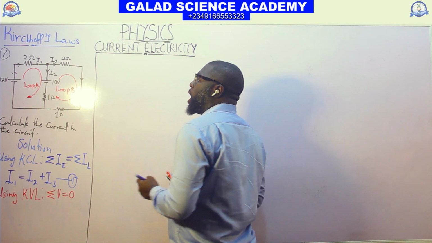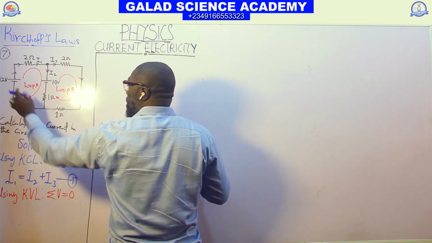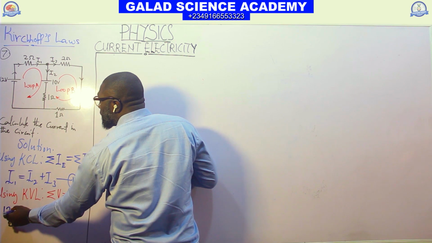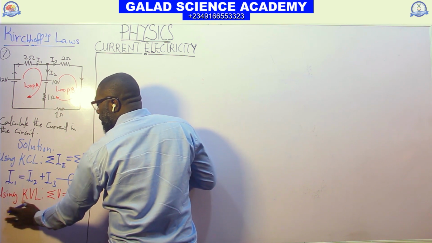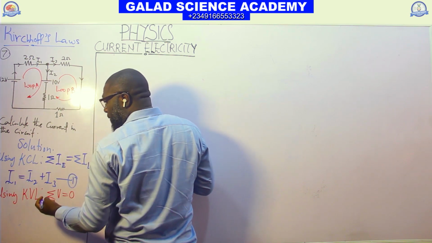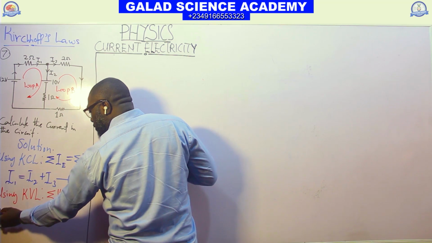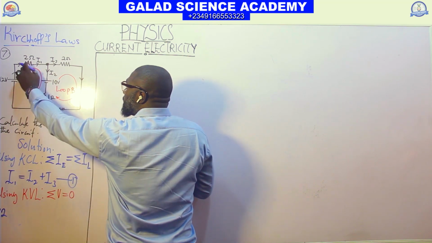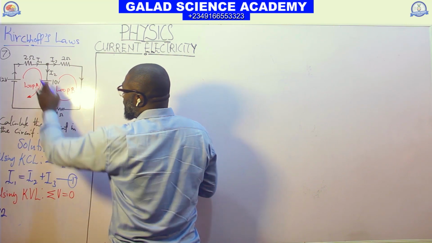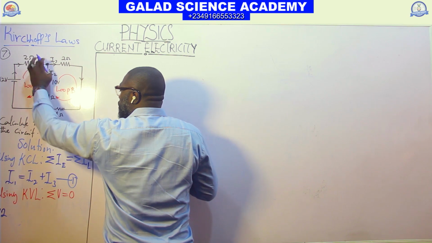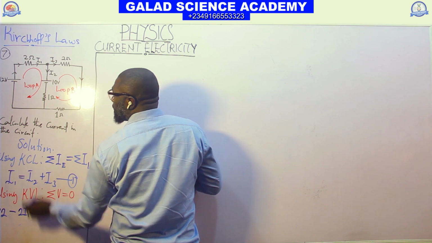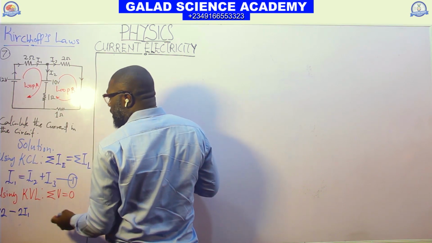Now, it will start from this 12. What do we have there? We have 12 volts, directly. This is example 7. It will be 12 volts. This I1 and its resistor will be minus 2I1, multiplied directly instead of using V.